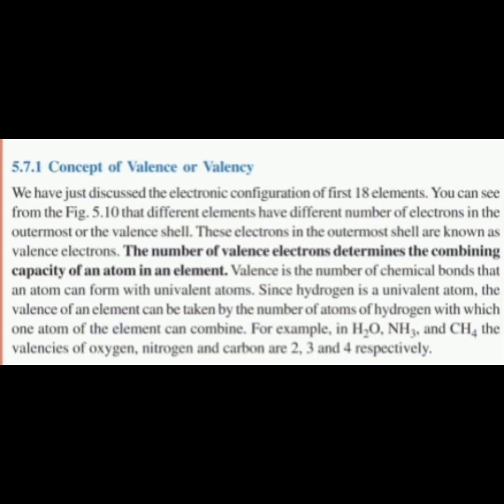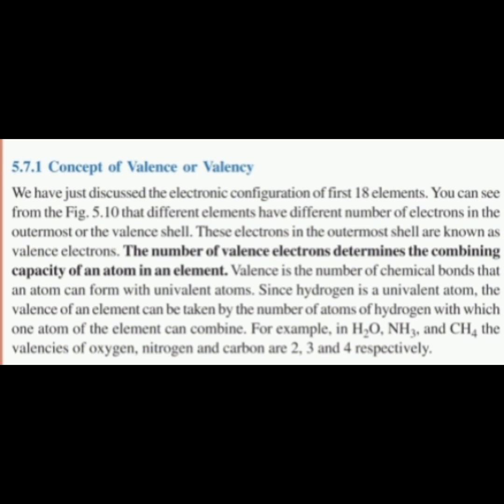The number of valence electrons determines the combining capacity of an atom of an element. So this is the main definition, you have to note it down. The number of valence electrons determines the combining capacity of an atom of an element. So the capacity of an atom of an element is determined by its valence electrons.